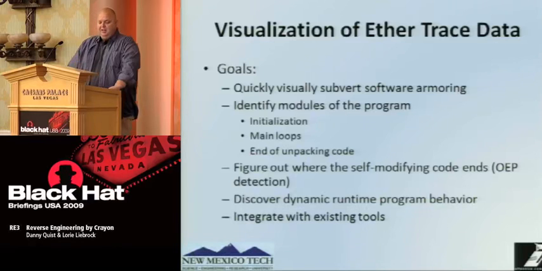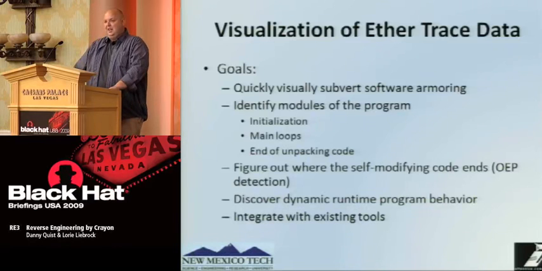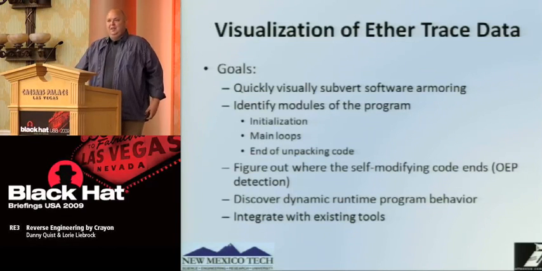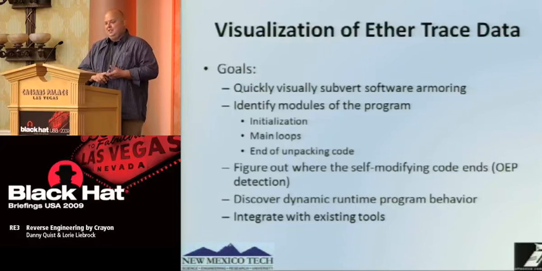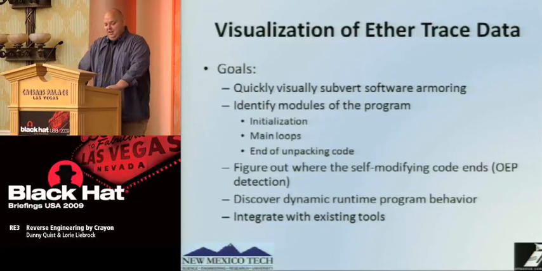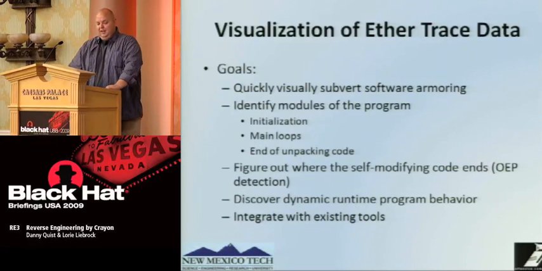So Vera is a visualization system to take advantage of this trace data. The goals that I had were I wanted to quickly visually subvert this software armoring process, and also find something that will enable access to various modules of the program. So any sort of parts of the initialization code, the main loops, and the end of unpacking code. End of unpacking, this is where the self-modifying code is going to be at, so we can pick out OEP easily and not get tripped up there.